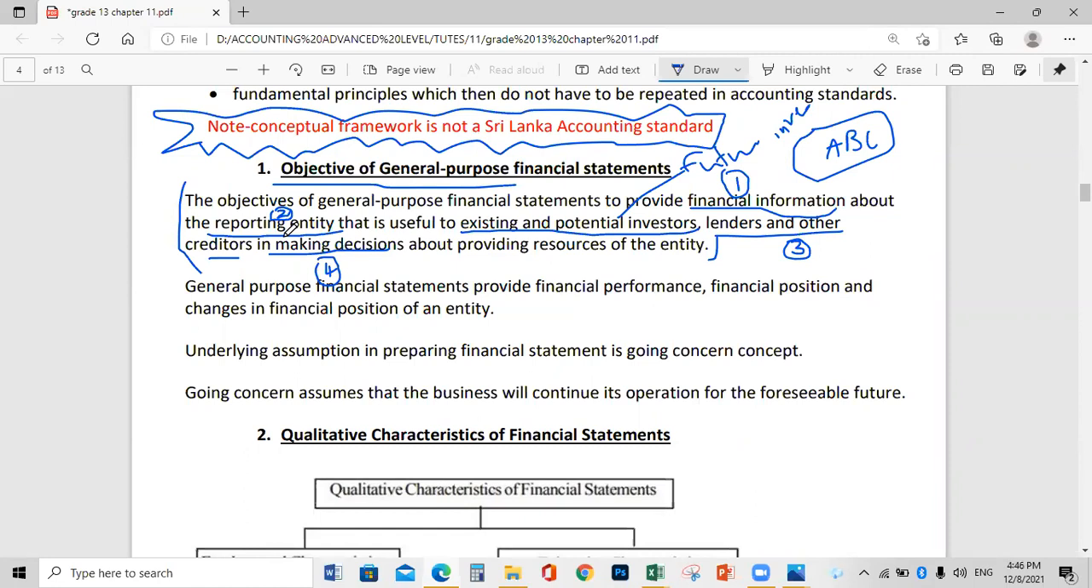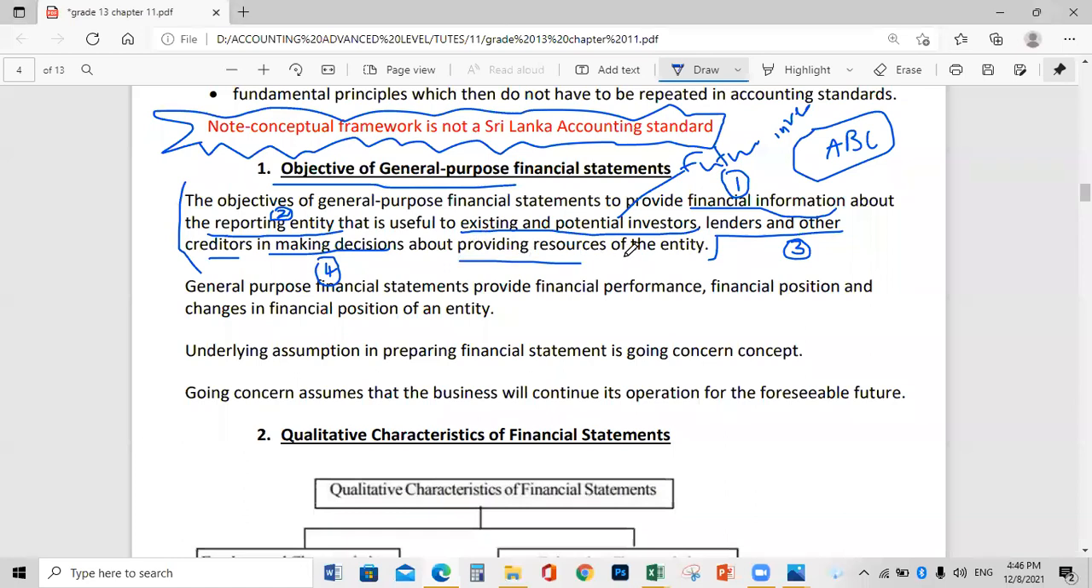Okay, guys, now listen, if you can understand the meaning of this, it's not difficult. What is the objective of general purpose financial statements? What information does it provide? Financial information. About whom? The reporting entity. Which is useful for whom? Guys, these are the main stakeholders. That's why they have specifically given the name: existing and potential investors, lenders, and other creditors, so that they can make decisions about providing resources to the entity.